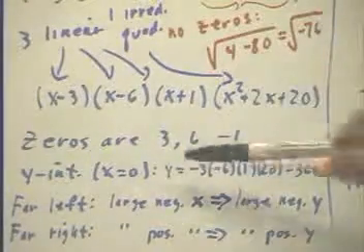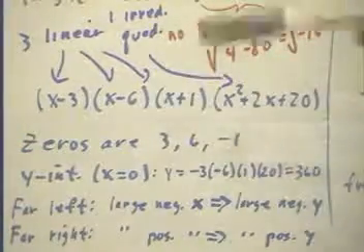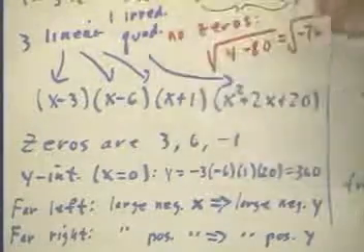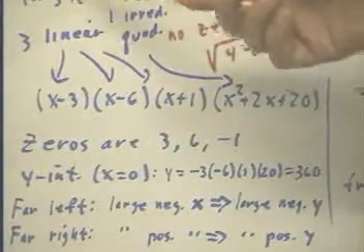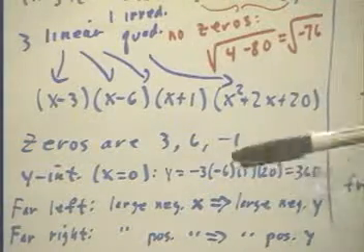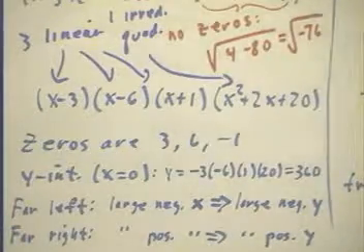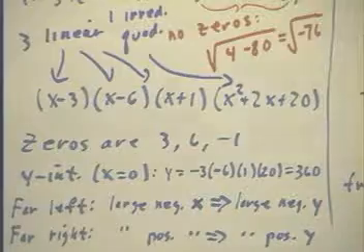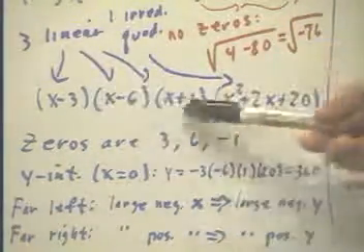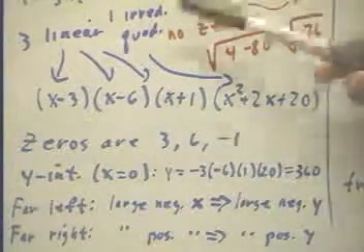From this, we can easily write down our zeros. They're 3, 6, and negative 1. Those will make these 3 factors 0. The y-intercept, where x equals 0, we simply substitute x equals 0 into any of these forms. The first is probably the simplest. We're going to have negative 3 times negative 6 times 20, which is 360. I was looking back here to get the factors, but it would have been easier to look back here to get the y-intercept.